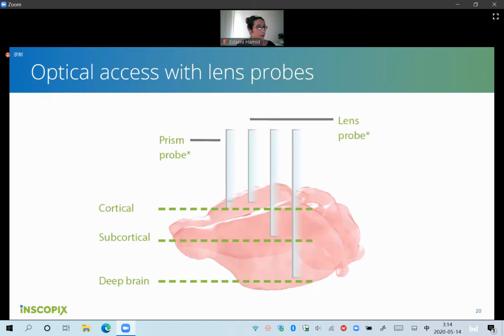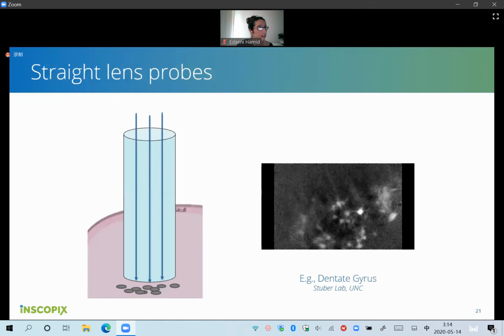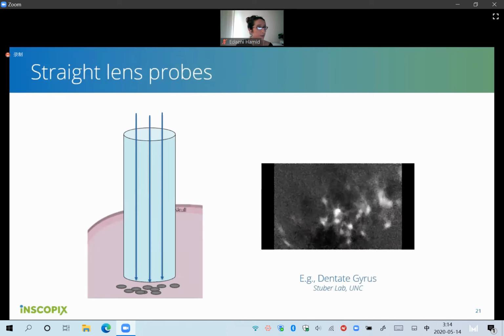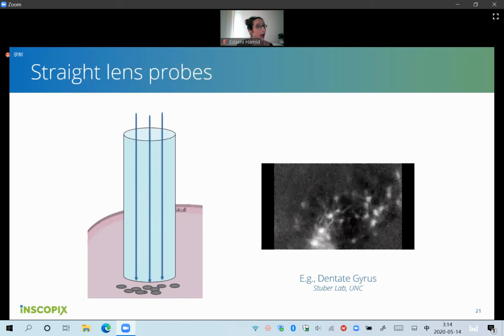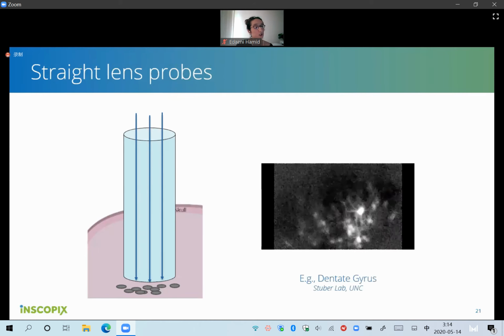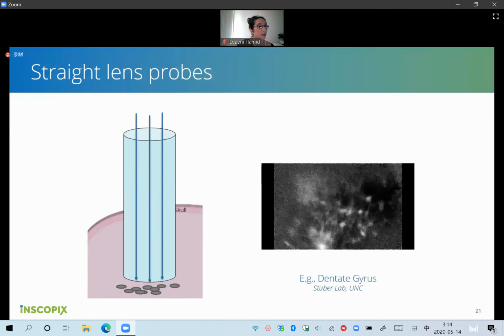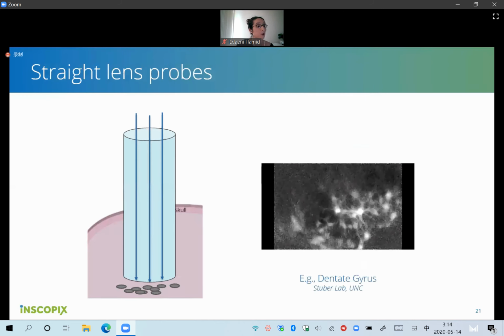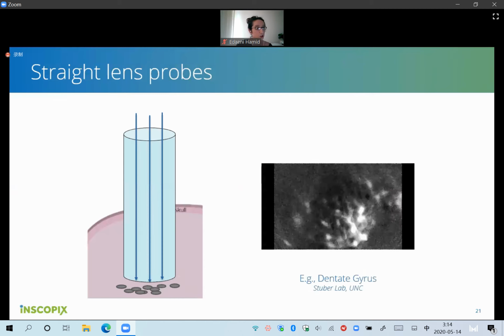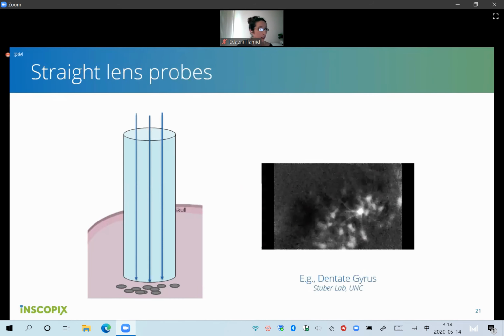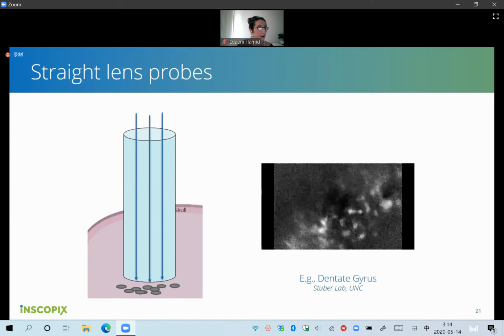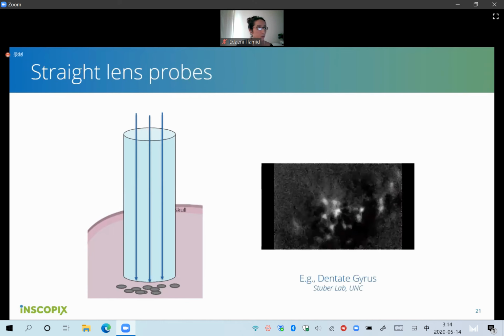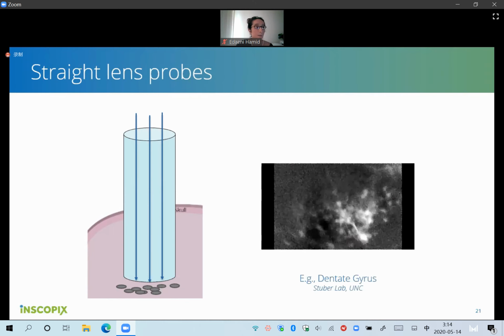So the straight lenses, as illustrated here, enable light to pass directly from the top of the lens to the bottom. Therefore, cells located directly below the lens will be imaged. In this example movie from the Stuber lab at UNC, a straight lens was placed in the dentate gyrus of a mouse.